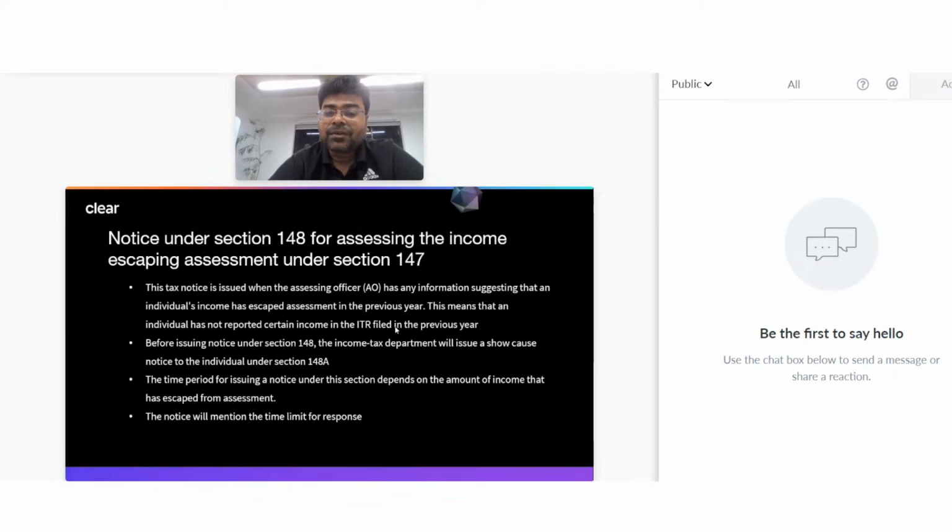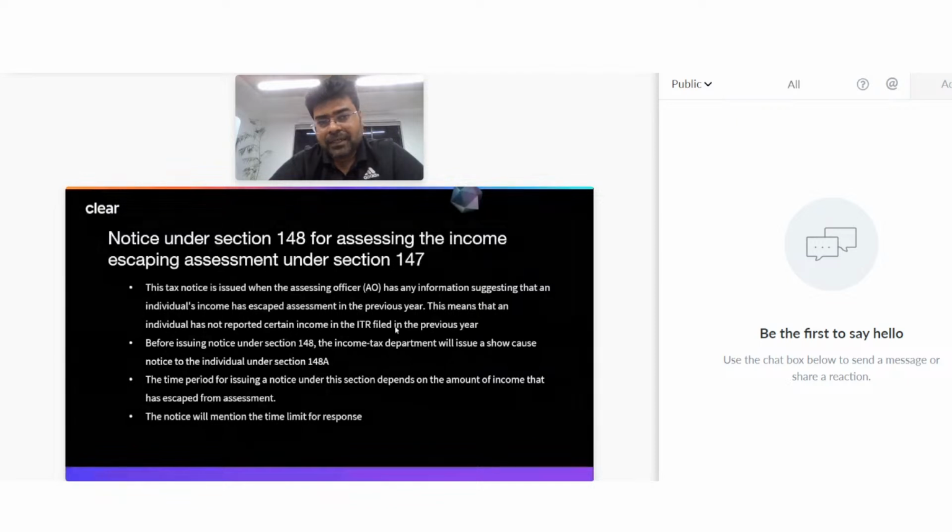But if they are not sure about the answer, or the questions raised under 148A have not been answered, in that case the department will start proceedings under section 147. Now, 147 starts when the income tax officer, the assessing officer, has information which suggests that an income has escaped in the relevant previous year, right? So this can be a very tricky situation, right? So there may be a lot of times when a 147 notice is issued.